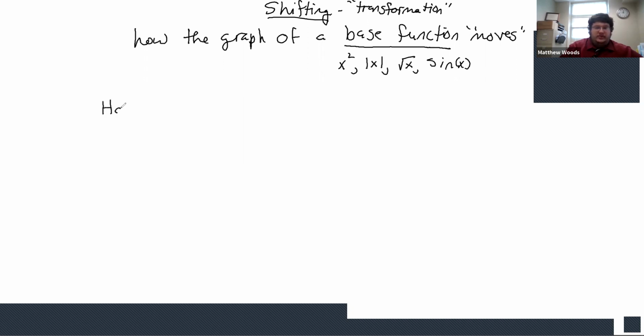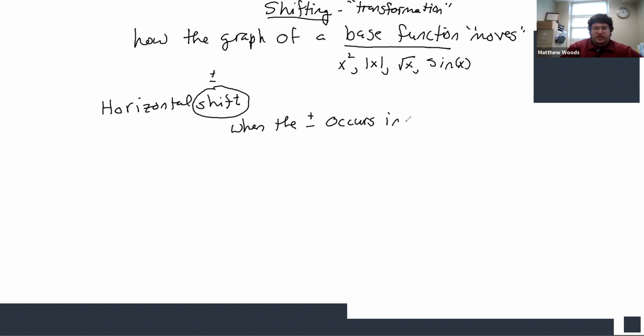So there are going to be three types of transformations. We're going to start with a horizontal shift. And when you see shift specifically, we're talking about plus minus, meaning we're taking a graph and moving it either up, down, left, right. So horizontal shift is when plus minus occurs inside the operation.